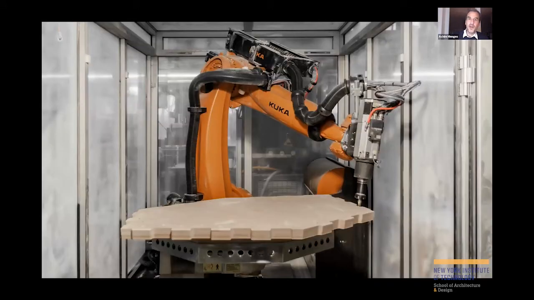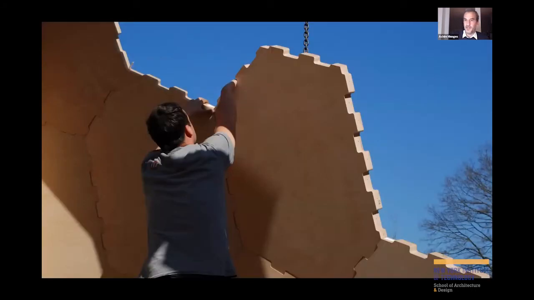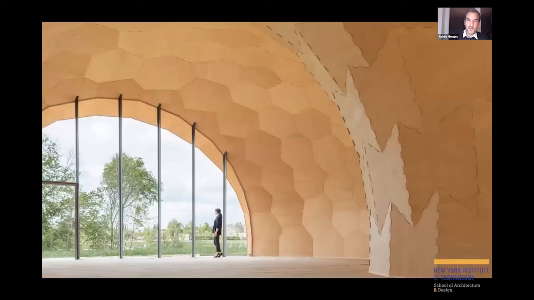Once this is done, the data is more or less directly fed to the machine and you get a building that you can assemble like a three-dimensional puzzle in space where all the pieces are different. And because of that, you get a high-performance structure, which is actually fully exposed as the architectural surface on the inside. So what you see here is actually the load-bearing system that is only 50 millimeters thick.